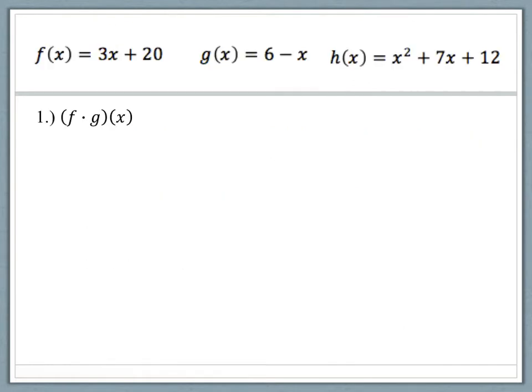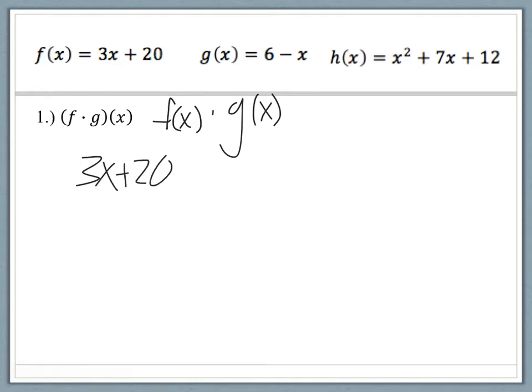Okay, so let's look at the first one. So it's f of g of x, or sorry, f times g of x. So I'm going to write this as f of x times g of x. So now I'm going to go ahead and rewrite what f of x is. That's 3x plus 20 times 6 minus x, since our g of x is 6 minus x.